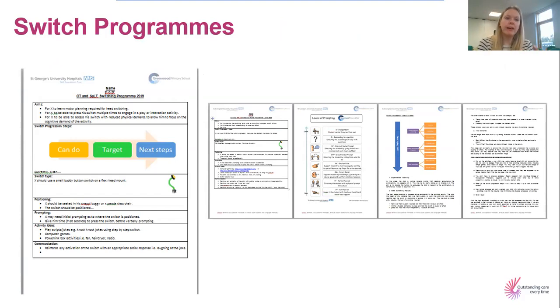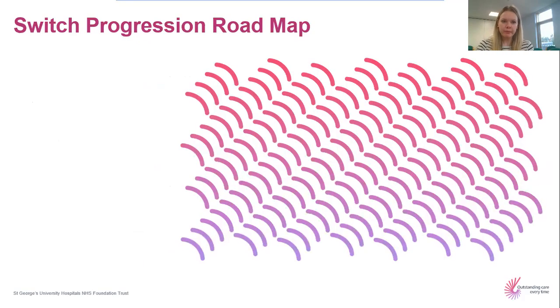So the switching program will have the aims. It will look at the switch progression steps. So you can see they'll have a bit about what they can do, what they're currently working on, and the next steps. So that will sort of be the longer term targets. Then it will have switch type, how you set it up, what kind of prompting they need, activity ideas, and communication. So it's important just to say the activity ideas are not exhaustive by any means. So there's lots more that children can do. It's just a couple of ideas to get things going.